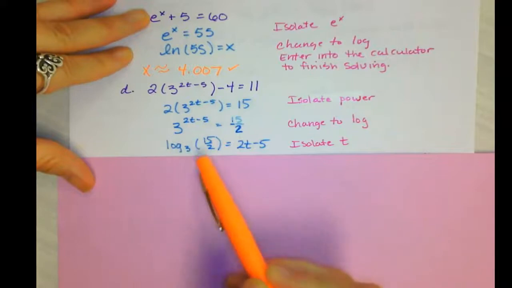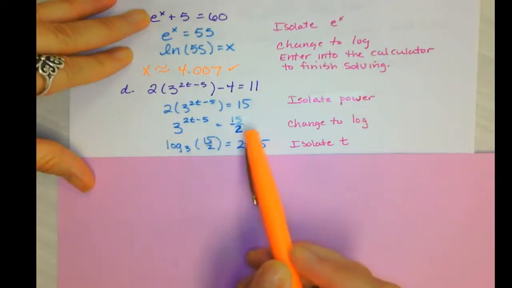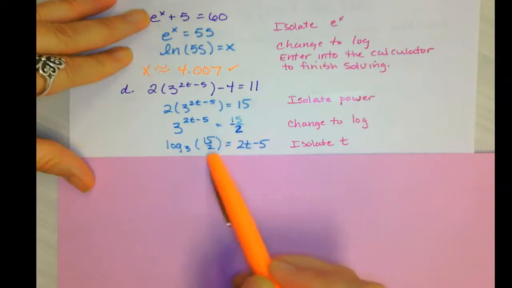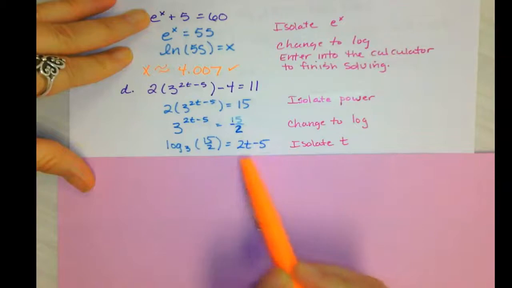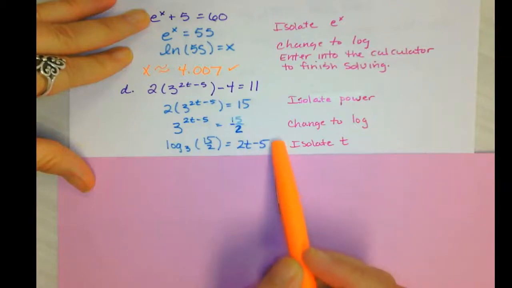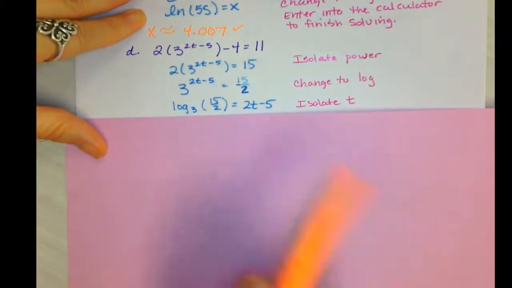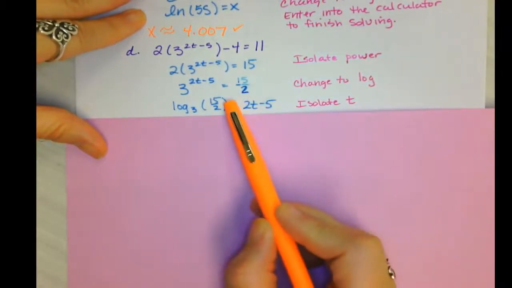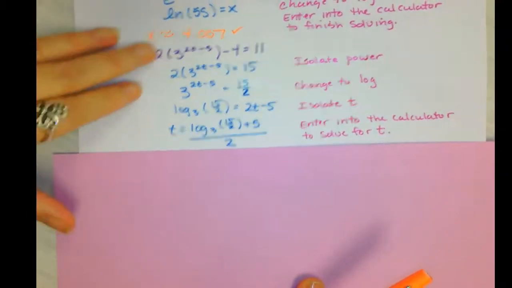The base of my exponent is 3, so the base of my log is 3. The argument is 15 halves, equals, and then I have 2t minus 5. All of this is the exponent, so all of this is what the log equals. Then I need to get t by itself. So I'm going to move the 5 over, and then I'm going to divide by 2, and I get my statement where t is by itself.